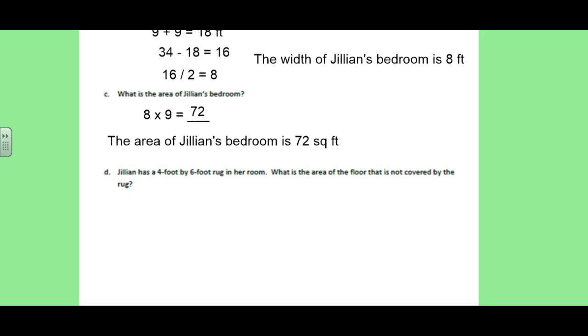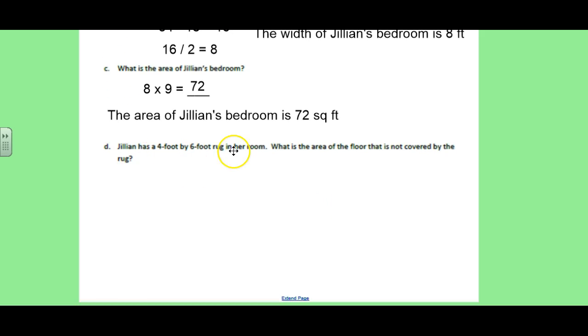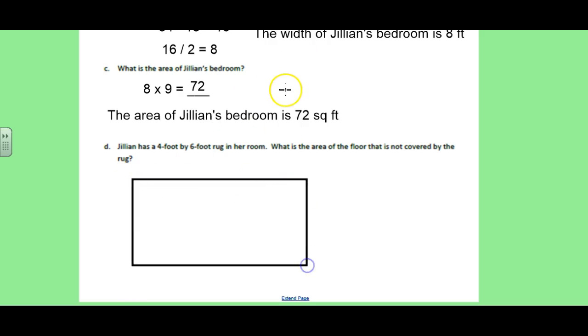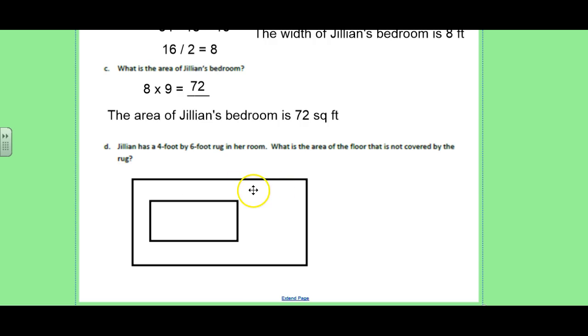And now we're ready to move on to D. It says, Jillian has a 4-foot by 6-foot rug in her room. What is the area of the floor that is not covered by the rug? So we're going to draw a picture here. Here's her room, which we know already is 72 square feet. And then here's the rug that she has in her room. So we're going to label this part of the square 72 square feet. And then we're going to label the rug, and if the rug is 4 foot by 6 foot, that's the same thing as 4 times 6, so we know that that area is 24 square feet.